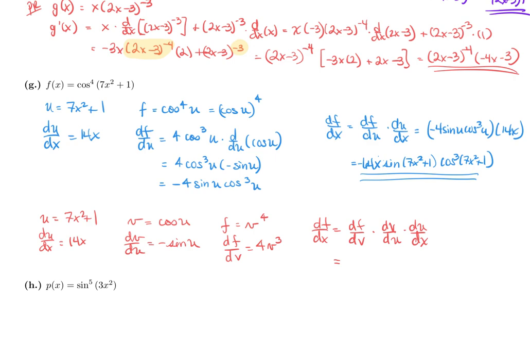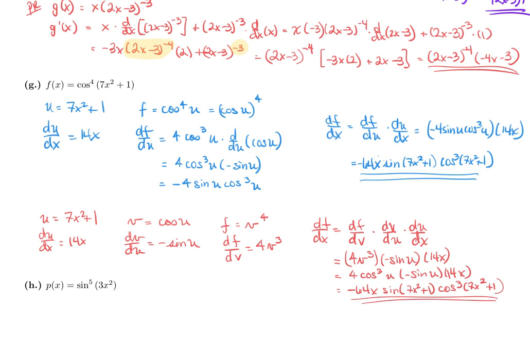So we end up with df dv is 4v cubed times dv du is negative sine u, and du dx is 14x. Start plugging everything in, you get 4 cosine cubed of u times the negative sine of u times 14x. So we end up with a negative 64x sine of 7x squared plus 1 times cosine cubed of 7x squared plus 1. So we end up in exactly the same place. It just takes us a little longer to get there. But it's completely possible to extend your substitutions and your chain rule out by multiple variables.